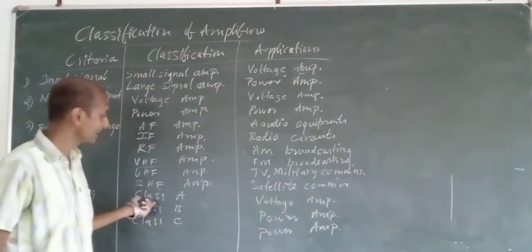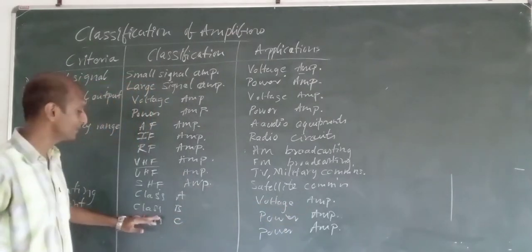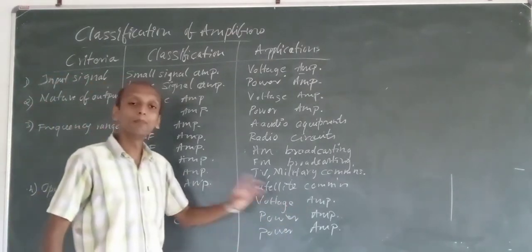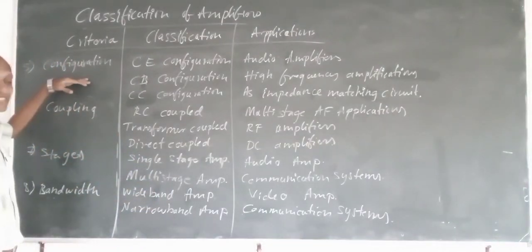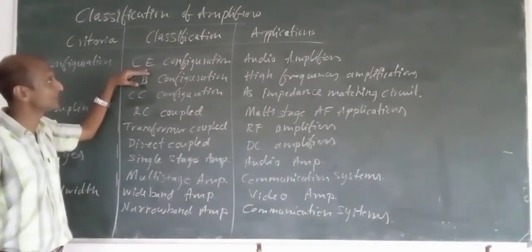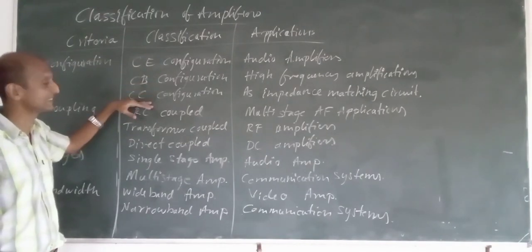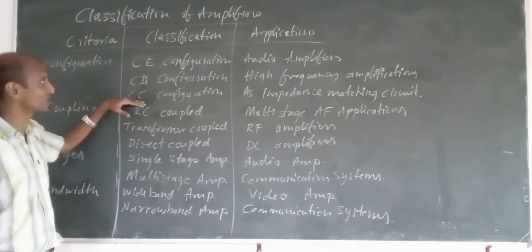Class A amplifiers are used as what? Voltage amplifiers. Class B and class C amplifiers are used as power amplifiers. Now, the fifth criterion is depending on the configuration. We have different configurations: CE configuration, CB configuration, and CC configuration. Common emitter configuration, common base configuration, common collector configuration.